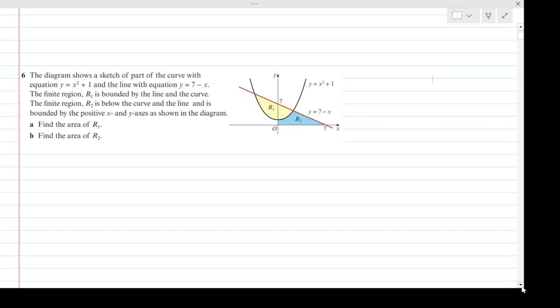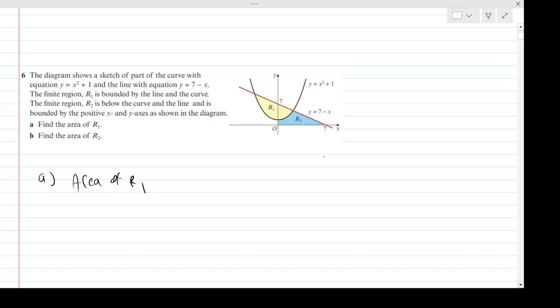Okay, so we've got this question here. We're given a sketch with the equation of the curve x squared add 1 and the line 7 minus x. And they've given us two regions, region 1 and region 2. The question is to find both regions. So firstly, region 1, which is in yellow. Area of region 1.